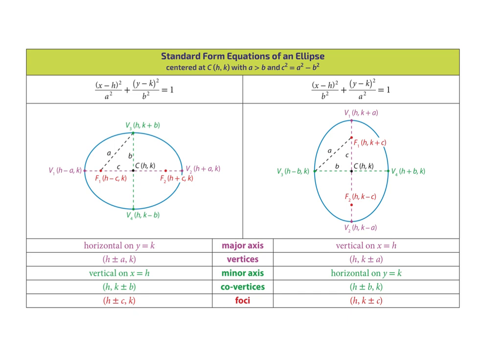If it opens on the y, then your y value is going to change by the a, your larger amount, and your x is going to change on your co-vertices by the smaller amount, okay? Always plus and minus because it's going to go up and down. All right? And remember, you can solve for your c value, which you use for those focal points, using your Pythagorean, right? A squared minus b squared for this guy. Your larger value minus your smaller value, and take the square root, and that is your c.